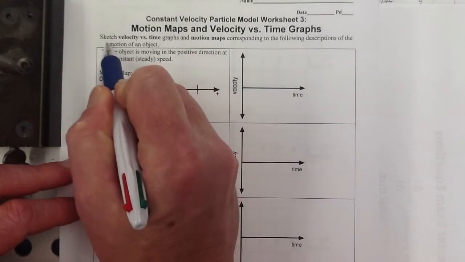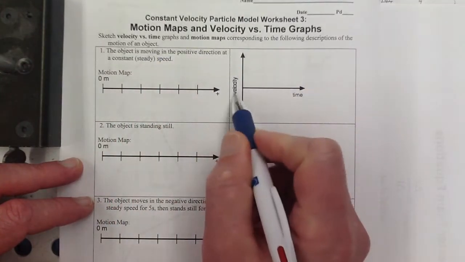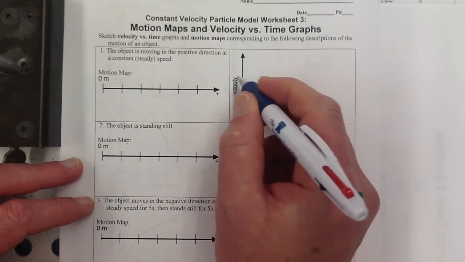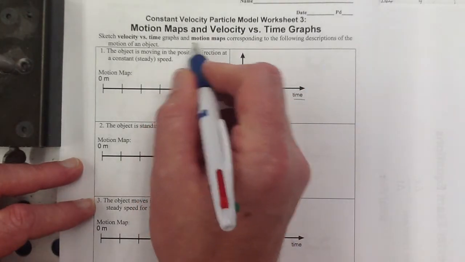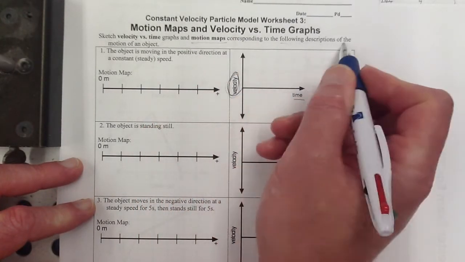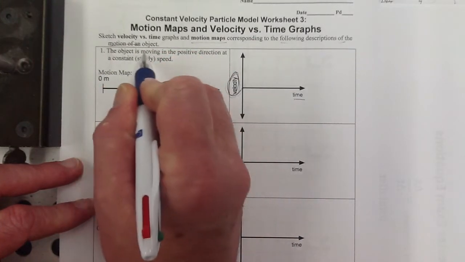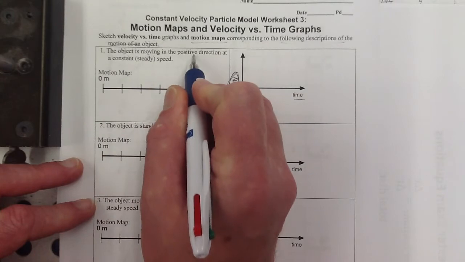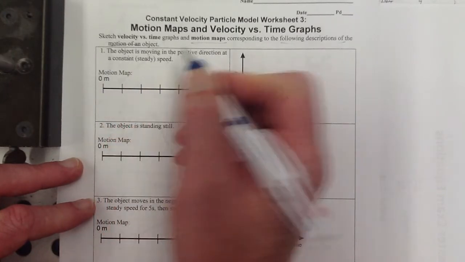So what do we want to do here? Sketch a velocity versus time graph. So that's not position versus time. This is a velocity versus time graph. And a motion map corresponding to the following descriptions of the motion of an object. The object is moving in the positive direction at a constant speed.